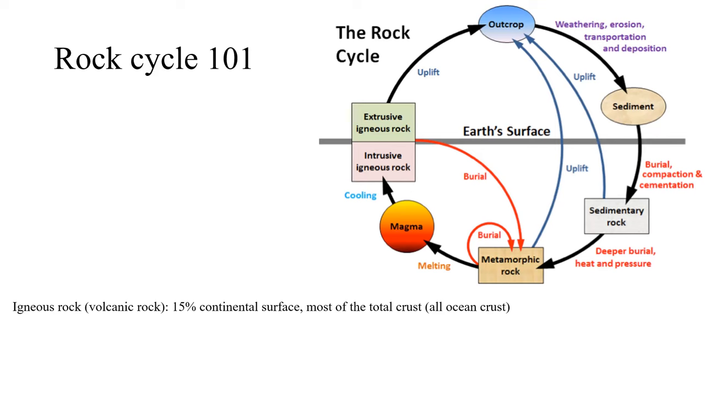15% of the continental surface of the Earth is igneous rock, but almost all of the ocean crust in the world, the bedrock of the oceans, which is a huge amount of the world, is that igneous rock.